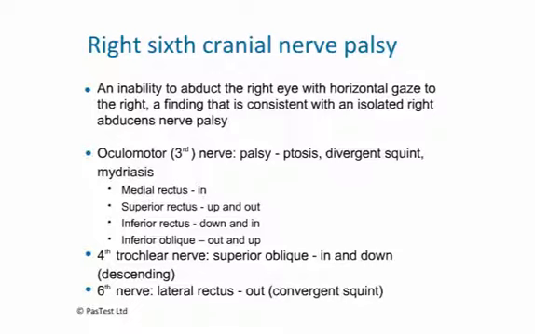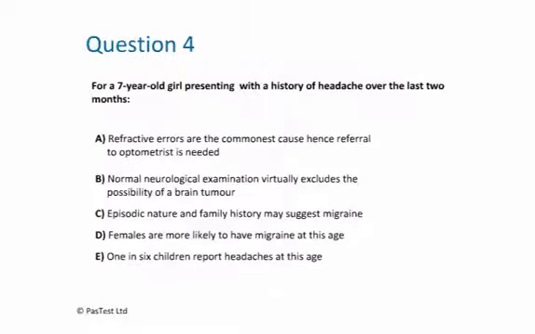of questions. Next, MCQ. For a 7-year-old girl presenting with history of headaches over the last 2 months: A. Refractive errors are the commonest cause and hence referral to optometrist is required. B. Normal neurological examination virtually excludes the possibility of a brain tumor. C. Episodic nature and family history may suggest migraine. D. Females are more likely to have migraine at this age. And E. 1 in 6 children report headaches at this age.